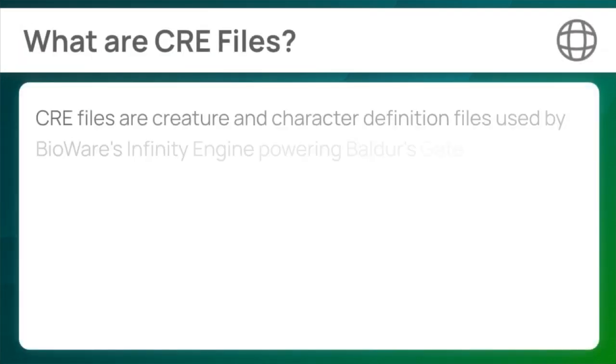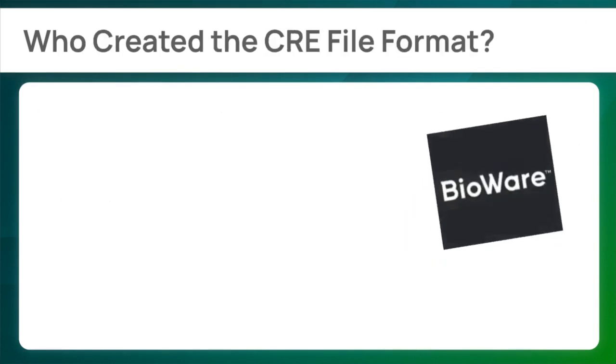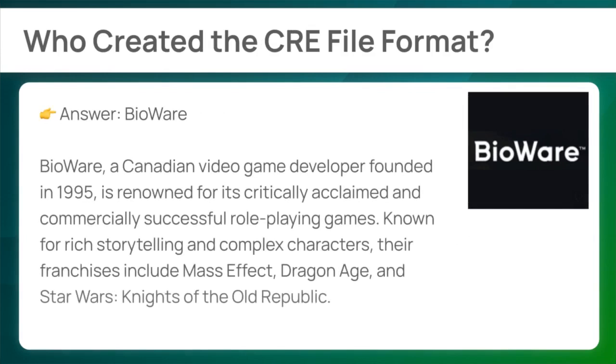CRE files are creature and character definition files used by BioWare's Infinity Engine, powering Baldur's Gate, Icewind Dale, and Planescape: Torment. They contain complete character data including ability scores, hit points, class levels, spell lists, inventory items, scripts, dialogue references, and visual appearance settings for every NPC and creature in the game.